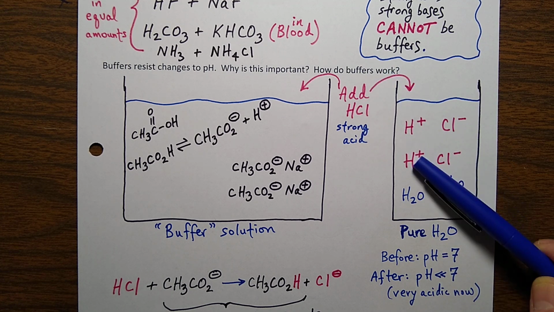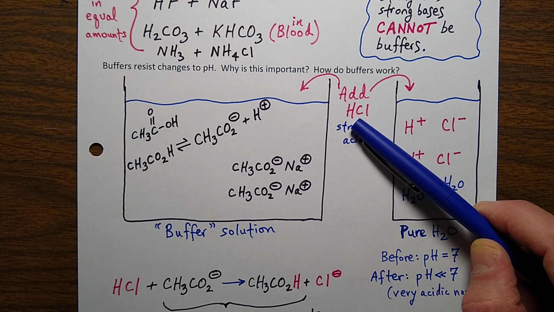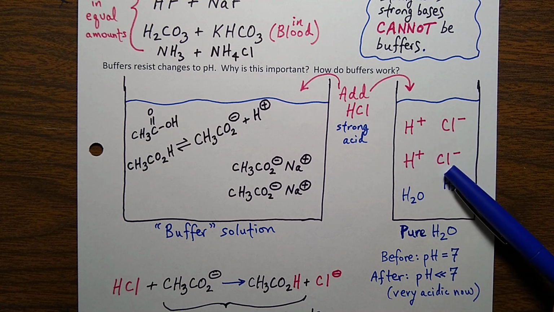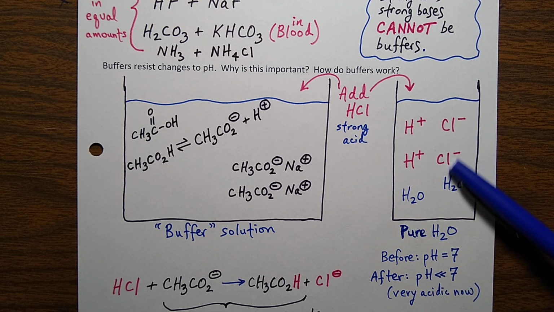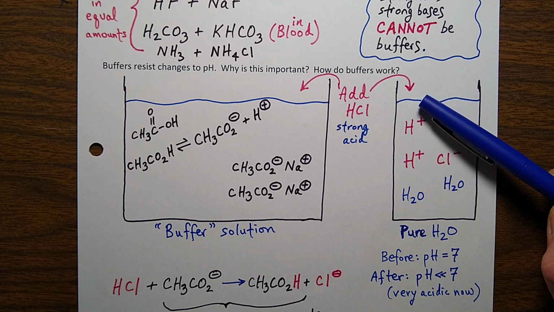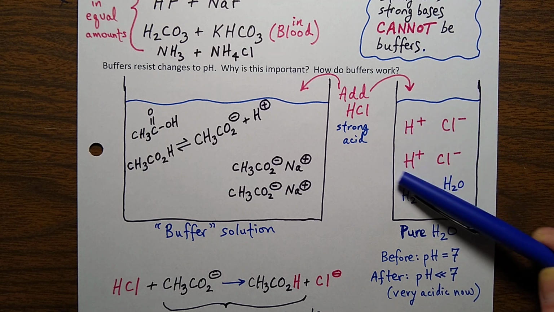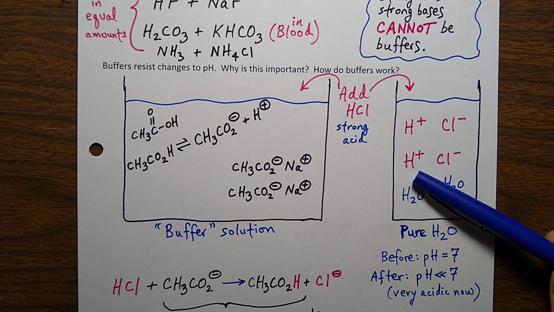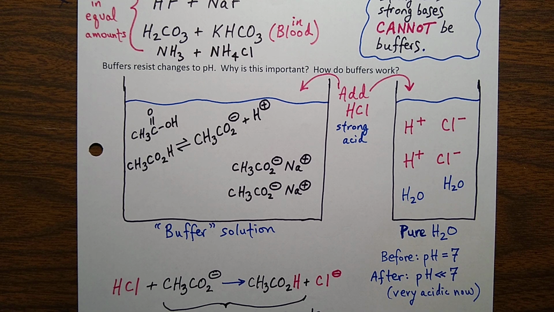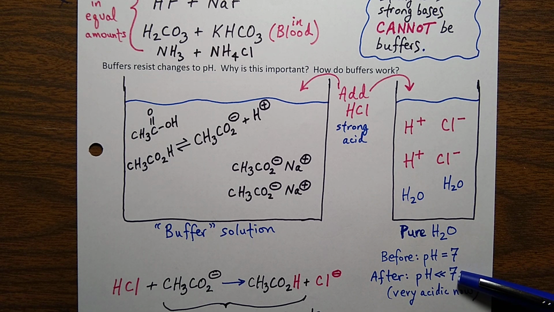If you add HCl to the pure water, all that happens is the HCl completely breaks apart into protons and chloride ions. So you get pretty quickly a large concentration of protons in the solution. As the hydrogen ion concentration goes up, as you know, the pH of the solution drops. So after you add the HCl, the pH will be much less than 7. So it's a very acidic solution.